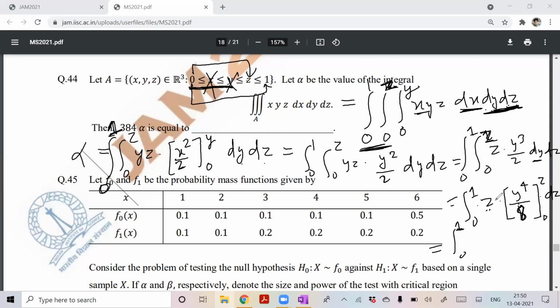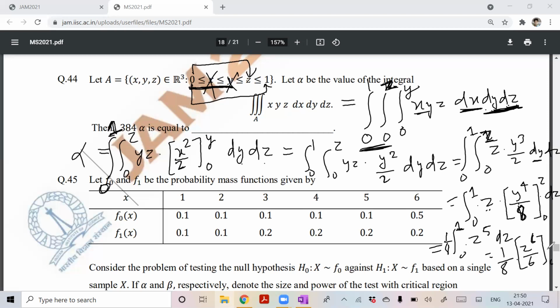And now the integral of z5 upon 8 with respect to z. So 1 upon 8 I keep outside. After putting the limit, it will be z4 into z5. The integral of z5 is, directly I'm doing, z6 upon 6. So 1 by 8 is outside, and the integral of z5 is z6 upon 6.